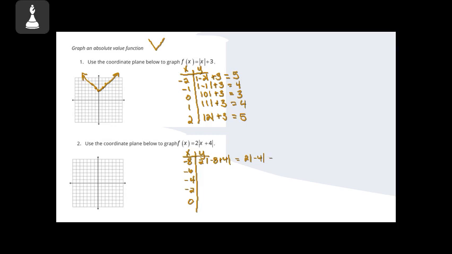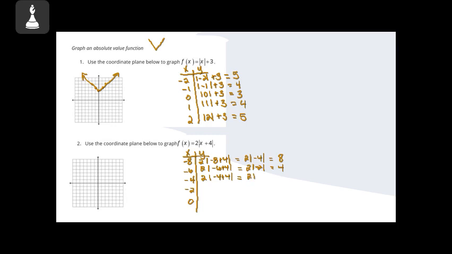2 times the absolute value of -6 plus 4. Well, -6 plus 4 is -2 inside the absolute value. Absolute value of -2 is 2. Times by 2 is 4. Now we're going to plug in -4. So 2 times the absolute value of -4 plus 4. Well, -4 plus 4 is 0. So 2 times 0 is 0.